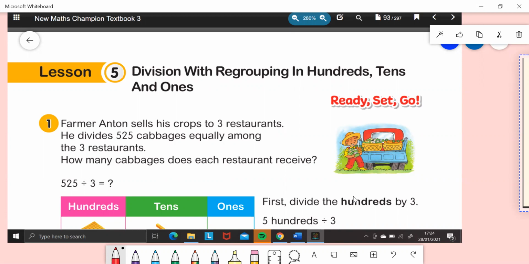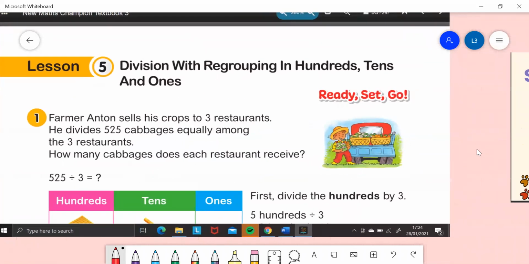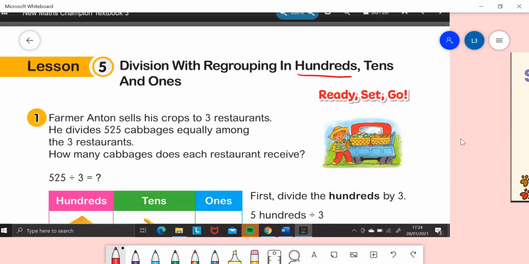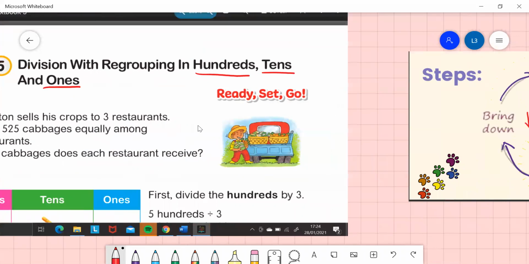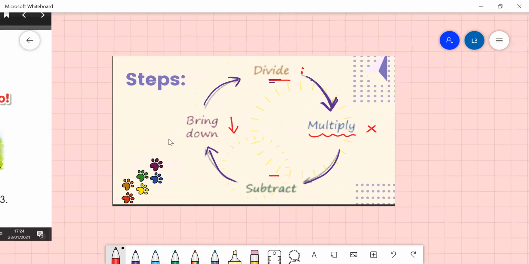Today we are going to learn about division with a remainder, with regrouping, in hundreds, tens, and ones. Okay, jadi hari ini kita belajar tentang pembagian dengan pengelompokan dalam ratusan, puluhan, dan satuan. Okay, the step is still same in general. First, we divide, kita bagikan, and then we multiply, kita kalikan, and then we subtract, kita kurangkan, and then continue to bring down, atau kita turunkan, and back again to divide, and so on. Kembali ke pembagian, dan begitu selanjutnya sampai pembagian itu selesai.